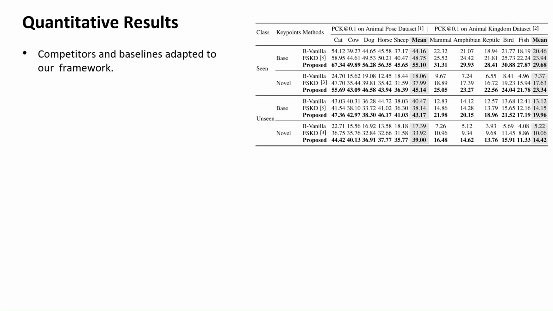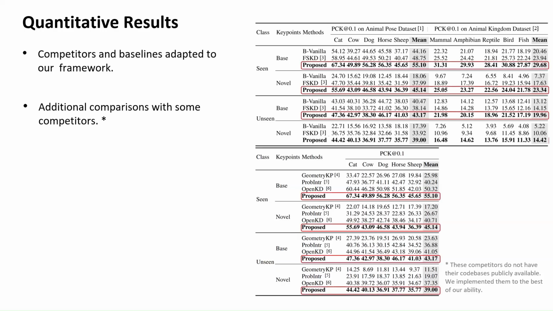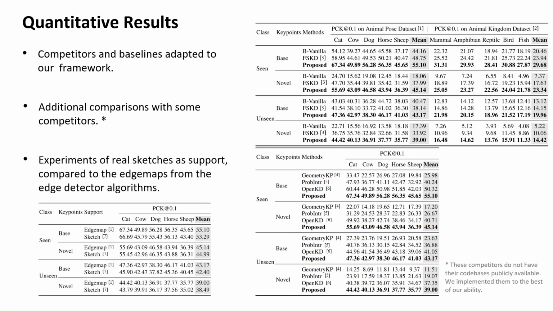Here we evaluate our competitors in four settings: novel keypoints and base keypoints on each of novel classes and base classes. Here we showcase our performance against the main competitor from which our baseline was inspired. We also compare with additional competitors here. We see our method outperforming all of them in all four settings. As our framework was trained with edge maps instead of real sketches, we investigate how well they generalize on real sketches. We see minimal performance drop, which proves the generalizability of the proposed framework.